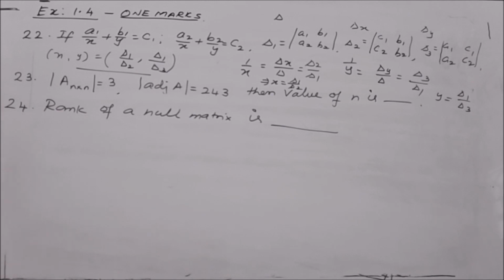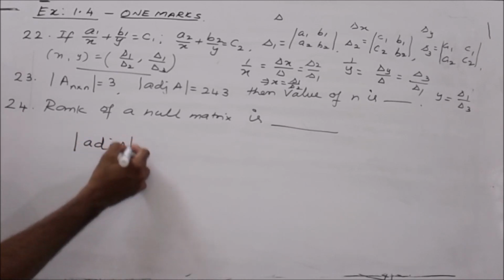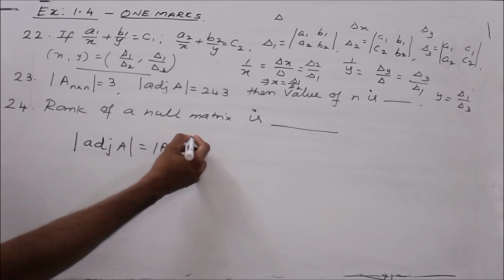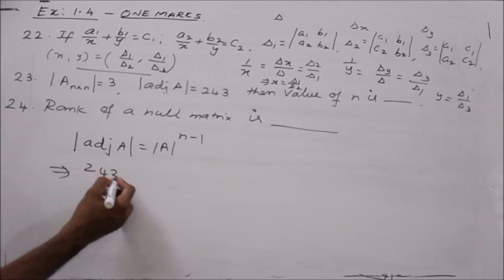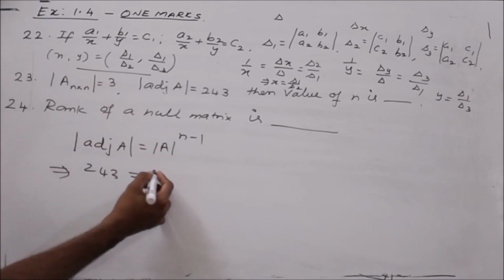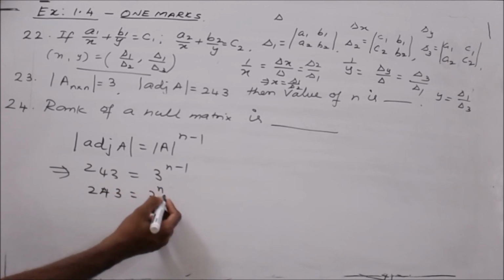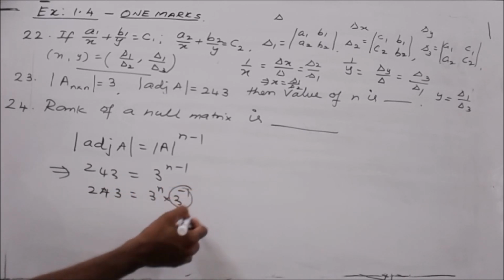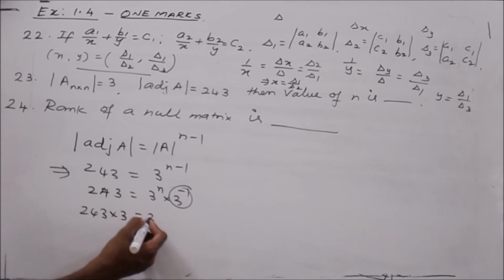And question number 23. Given determinant of A equal to 3 and determinant of adjoint of A equal to 243, we have the formula: determinant of adjoint of A will be equal to determinant A power n minus 1. Now substitute the respective values here. 243 equal to determinant A value 3 to the power n minus 1. So 243 equal to 3 power n into 3 power minus 1. This is taken as 1 by 3. Then cross multiply the 3 here: 243 into 3 equal to 3 power n.